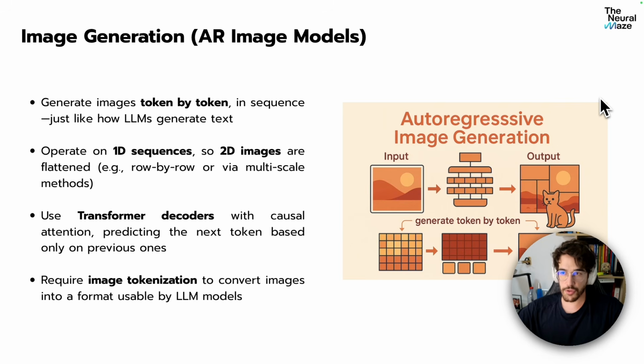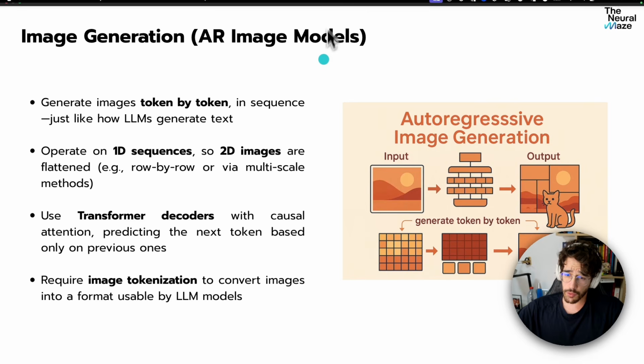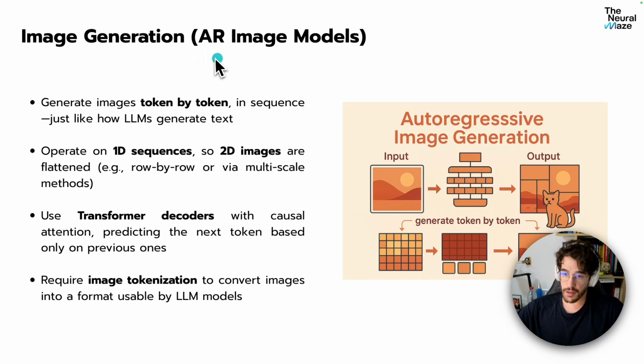Okay, so let me introduce you to the image generation system. In particular, let me introduce you to the autoregressive image models. If you remember ABBA, or if you know ABBA, the WhatsApp agent, which is one of the first projects I did for the Neural Maze, maybe you remember that we were using Together AI to send these image generation queries to diffusion models, to the Flux models.